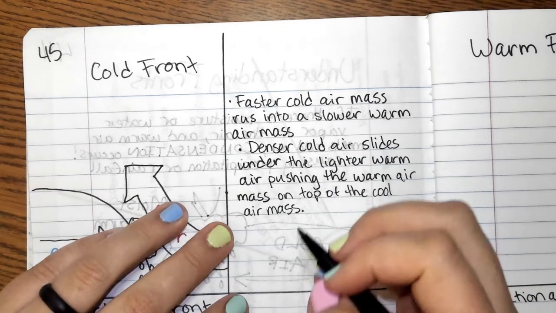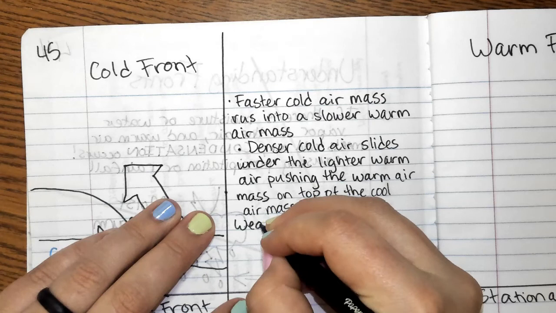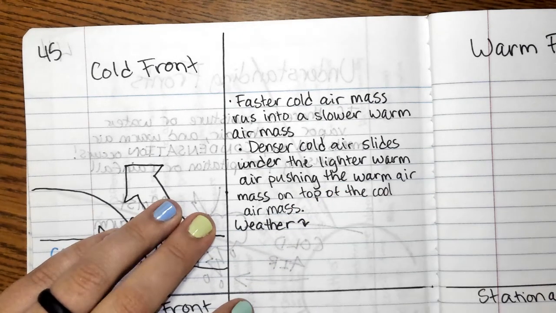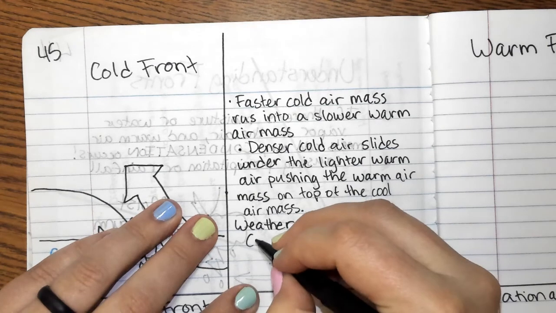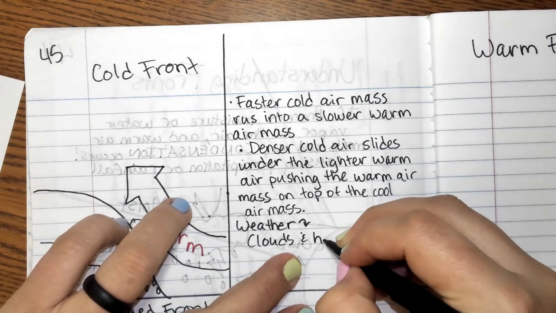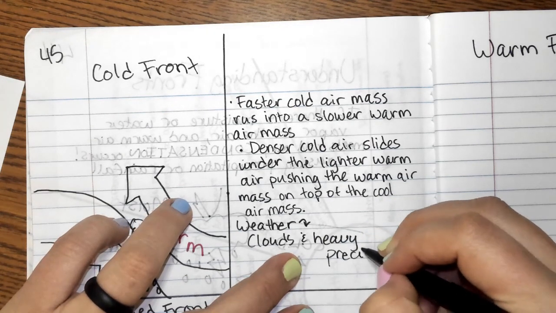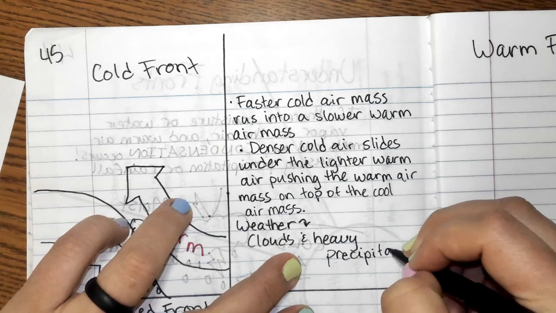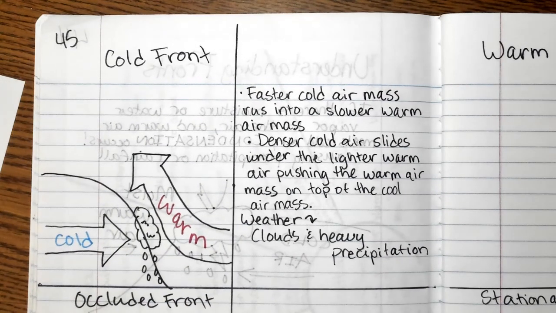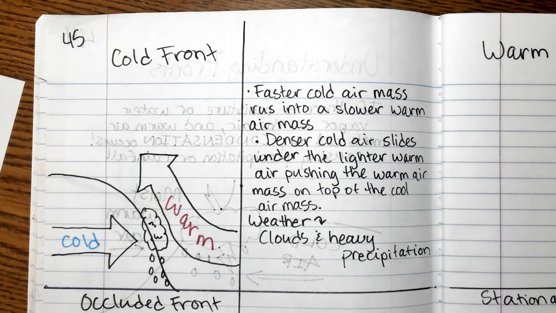That weather that we're going to see, right? Because that's important to know. The weather we're going to see when this happens is clouds and heavy precipitation. Okay. I'm going to go through and highlight some important words that you need to make sure you have down.